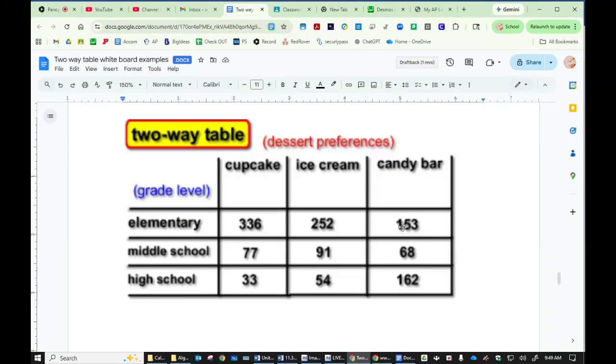Yeah, of these three, which do you prefer? Cupcake, ice cream, or candy bar? That's what would have been the first question. What would the second question have been? Yeah, what grade level, right? So are you elementary, middle school, or high school? So you can see that it divides it into two things.